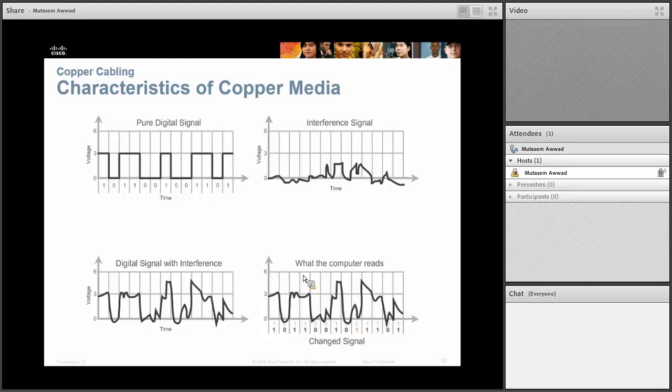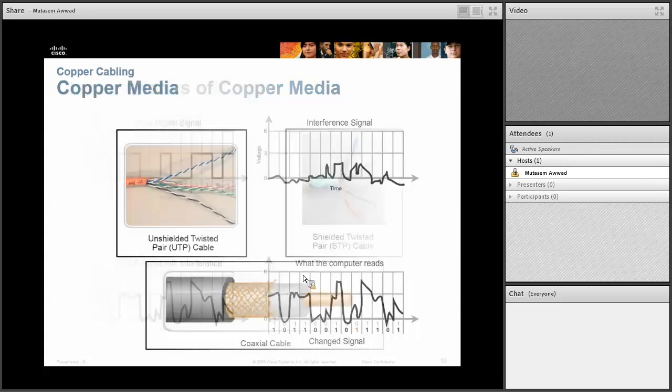That's the reason we limit the distance to how far data can go. Not only will the signal weaken, attenuate, but also the interference signal. And the farther you send the signal, the greater the interference signal will be detrimental to the way you will actually receive the signal. So we'll make the distance a little bit shorter, so you can interpret what the original signal was.